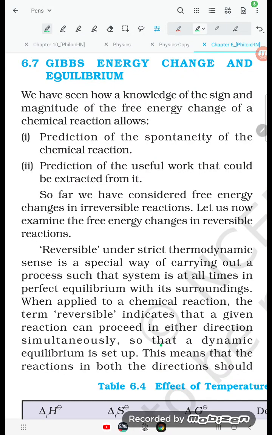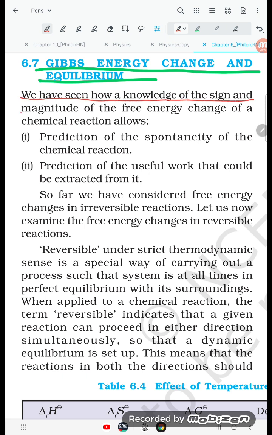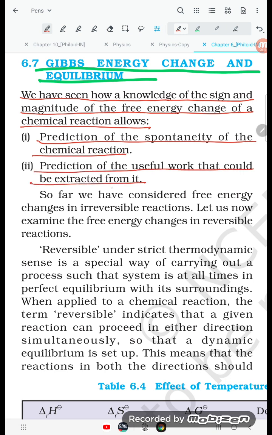Hello students, let's try to understand Gibbs energy change and equilibrium. This is what we are going to understand. We have seen how knowledge of the sign and magnitude of the free energy change of a chemical reaction allows prediction of the spontaneity of the reaction, and prediction of the useful work that could be extracted from it.